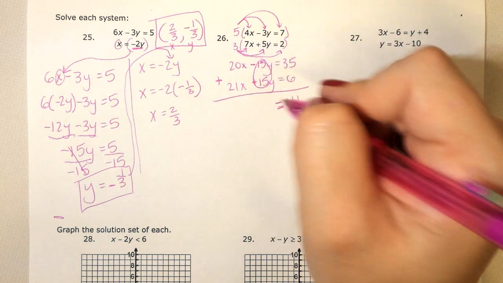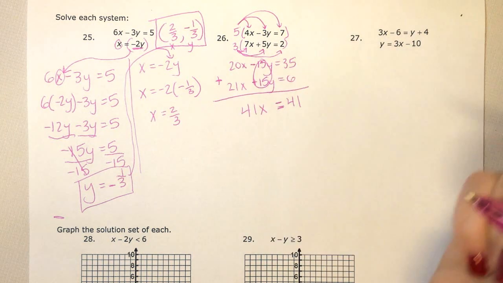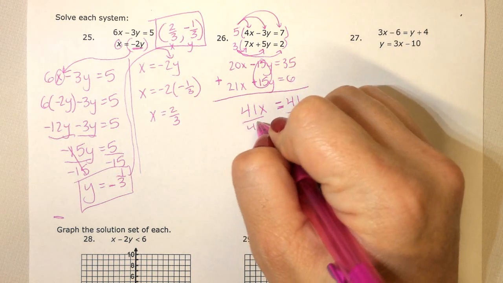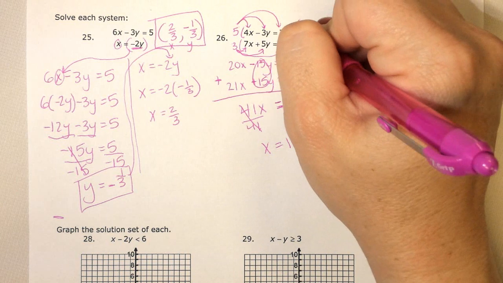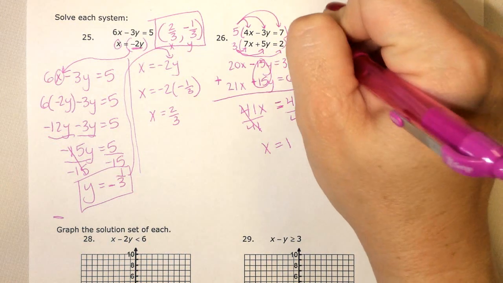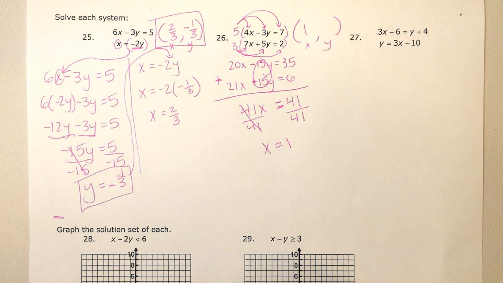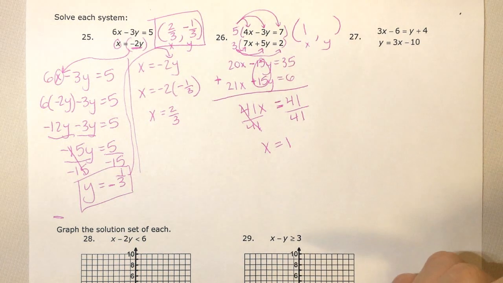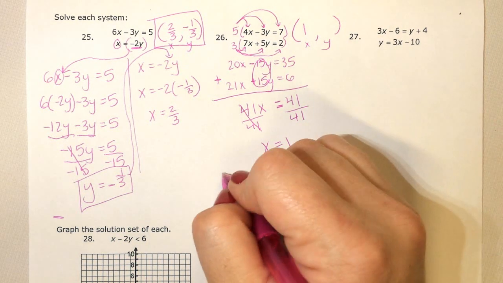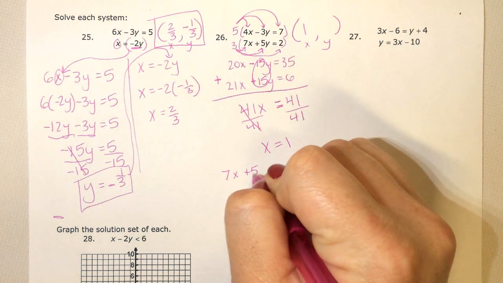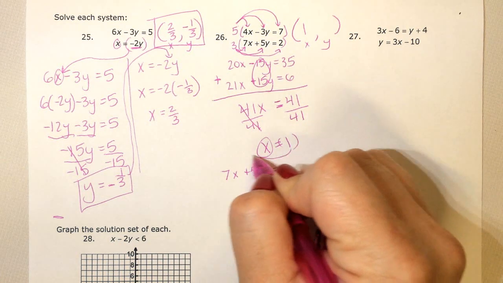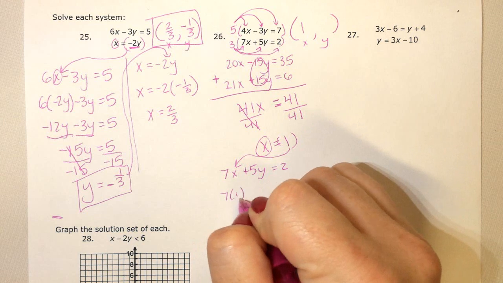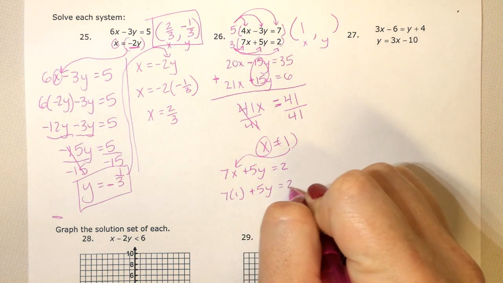20x plus 21x is 41x. If I divide both sides by 41, I get x equals 1. So there's half my answer. X comma y, x is 1. Now it doesn't matter which equation. Pick either one. I'm going to pick the bottom one because it has all positives. And now it's like substitution. I need to plug in my x is 1. So I have 7 times 1 plus 5y equals 2.